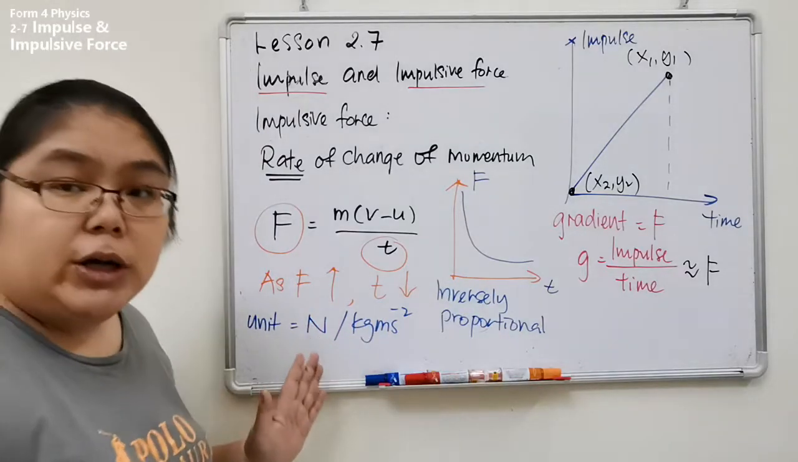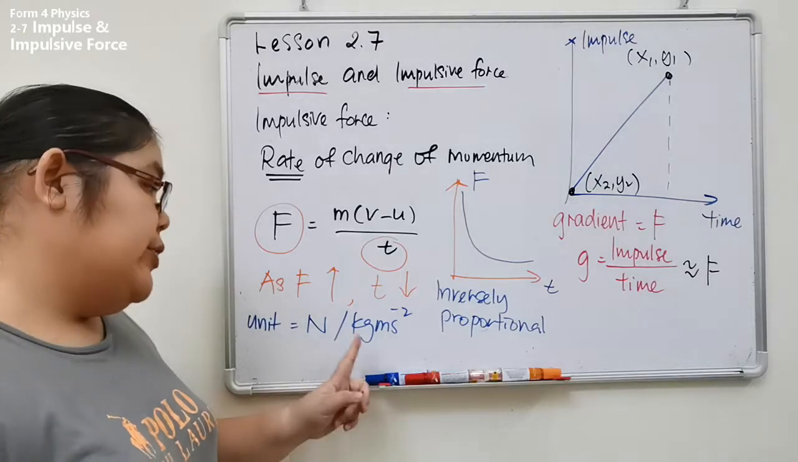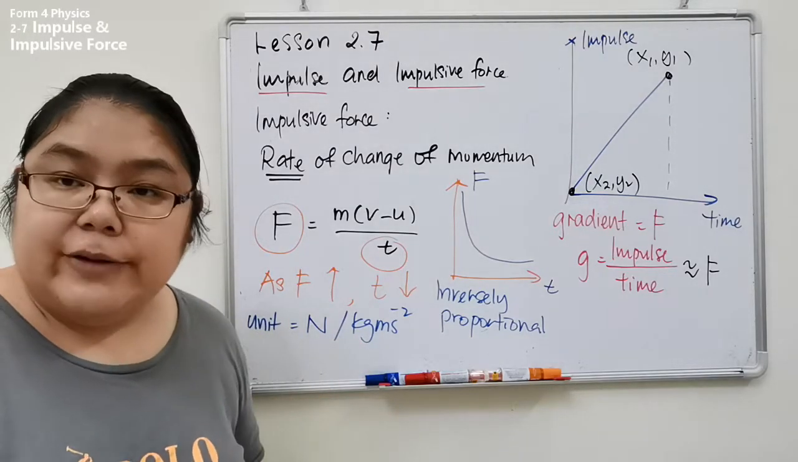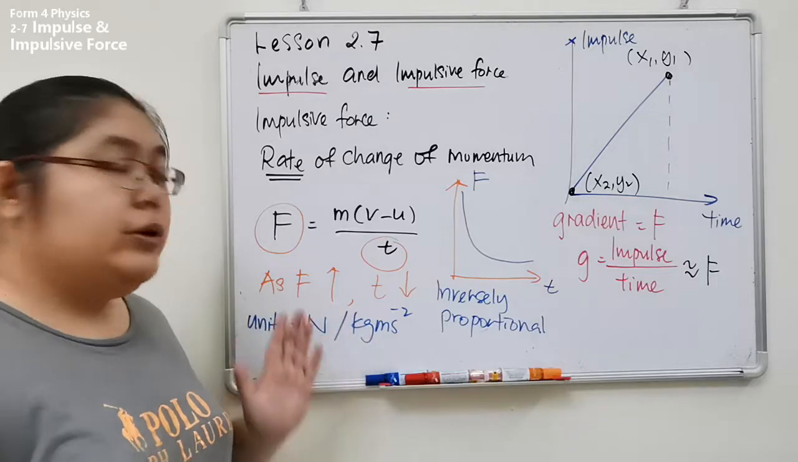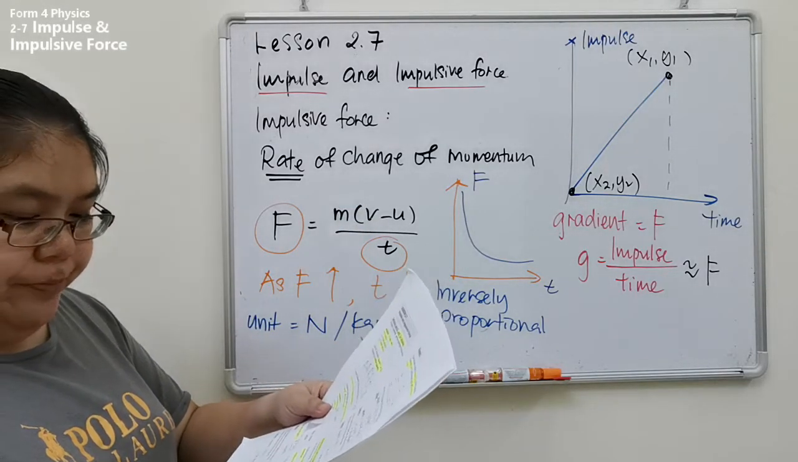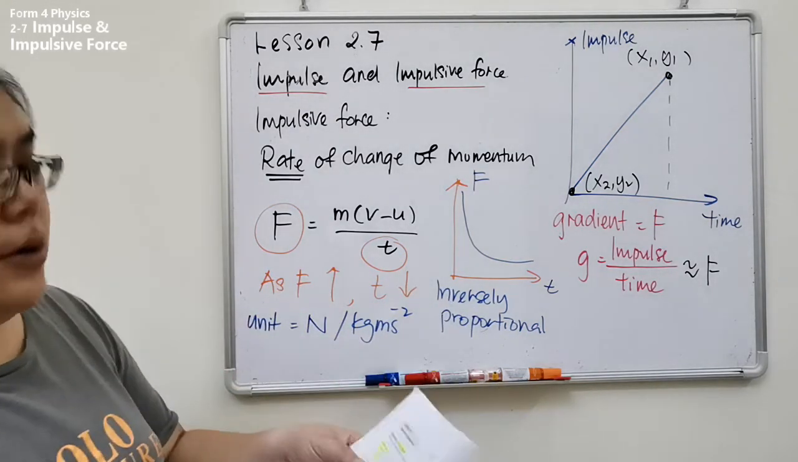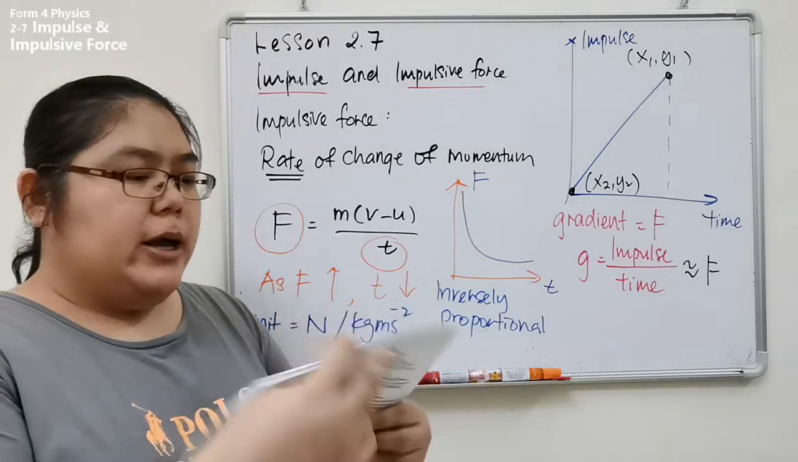Okay, now you see the unit. Force, everyone knows the unit should be the Newton, or you can write kg m s negative 2. That is another unit for the force. Then we can refer to the graph. The graph is on another page.